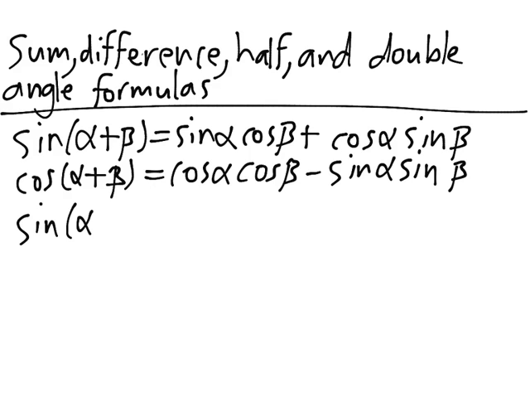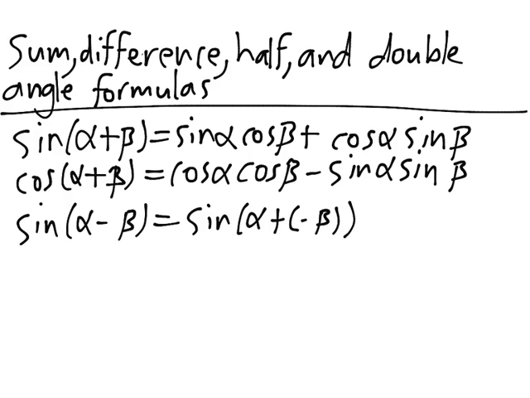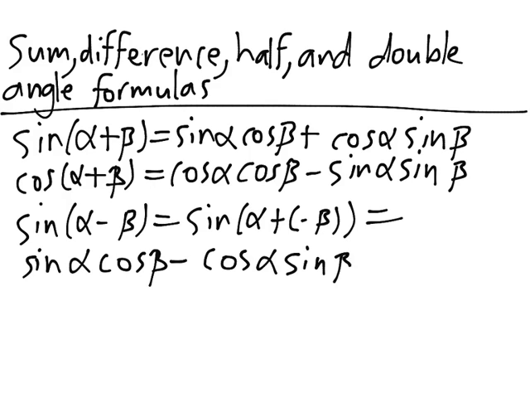So if we have sine of alpha minus beta, this is equal to sine of alpha plus minus beta. Then using the sum formula for sine, we have sine alpha cosine of minus beta, but cosine of minus beta is the same as cosine of beta, so that doesn't change. And now we're going to have minus cosine alpha sine beta. This is because sine of minus beta is equal to minus sine of beta, so we'll have a minus sign here.